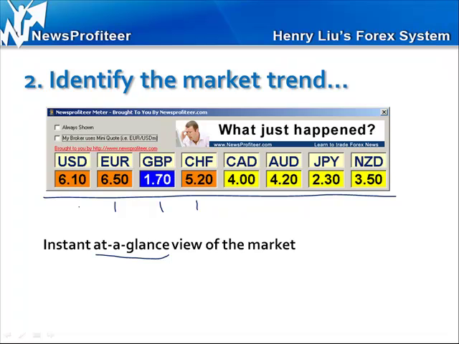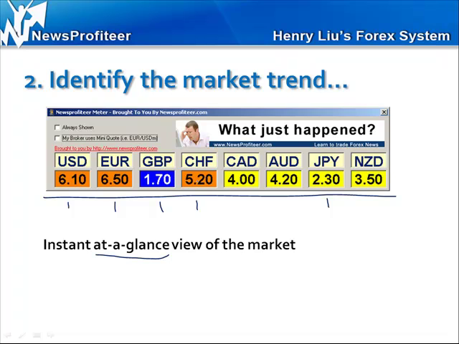And of course, you also have to pay attention to the dollar and the Japanese yen, since they are the most traded currencies as well. But by looking at the market trend immediately, you're seeing the euro showing at 650, and the dollar showing at 610, and the pound showing at 170. And then you look at the Swiss franc is showing at 5.2.